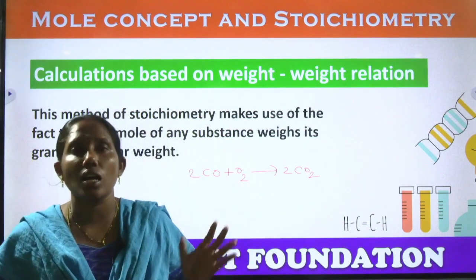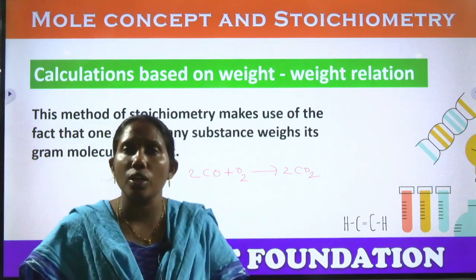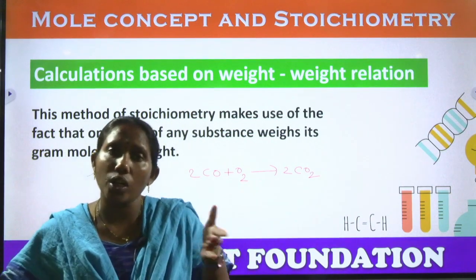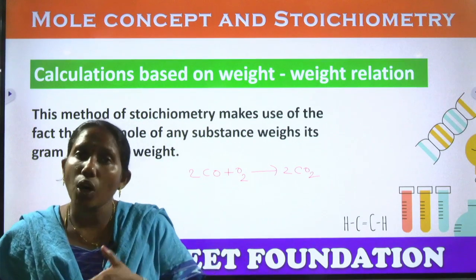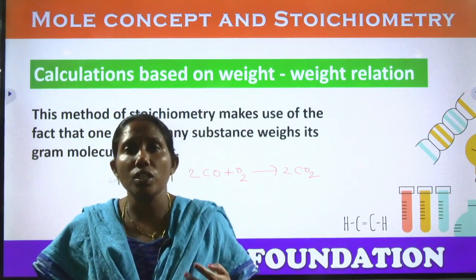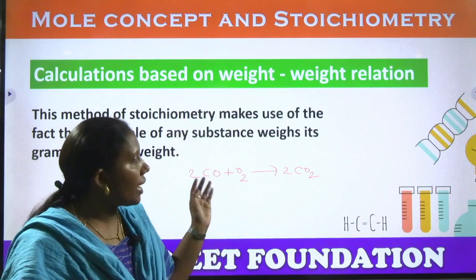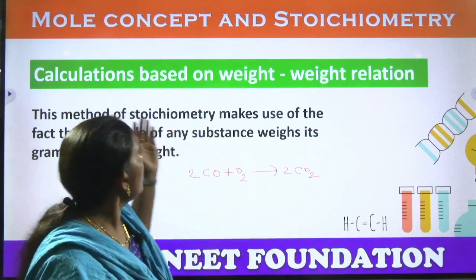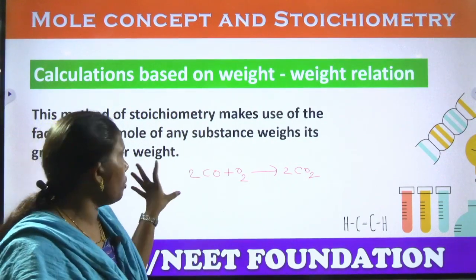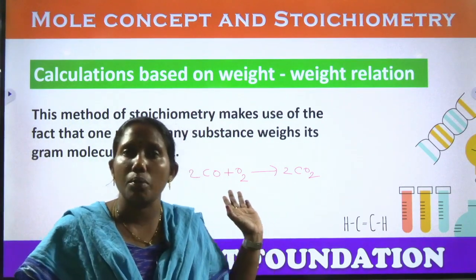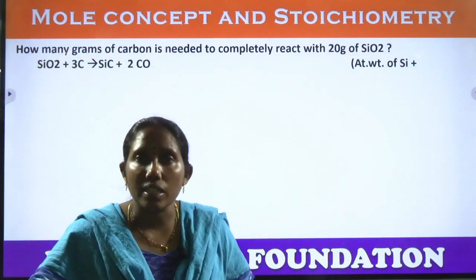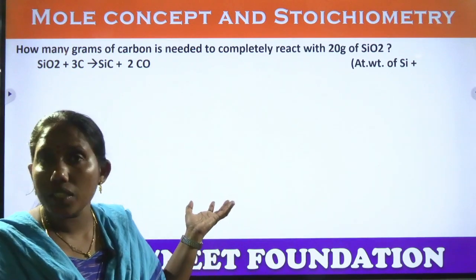So majorly in stoichiometry, the relationship between the reactants and products and its stoichiometric calculations, we are dealing with 3 types. Weight relationship between the reactants and products, or between reactants, or between the products. Weight-volume relationship between the reactants and products, between reactants and between the products. That depends upon the question, which type of question he is asking. Volume relationships are likewise. So this is regarding calculations based on weight relationship. This method of stoichiometry uses any substance, either reactant or product, in terms of weight. Let us take one problem and see how to identify this weight relationship.